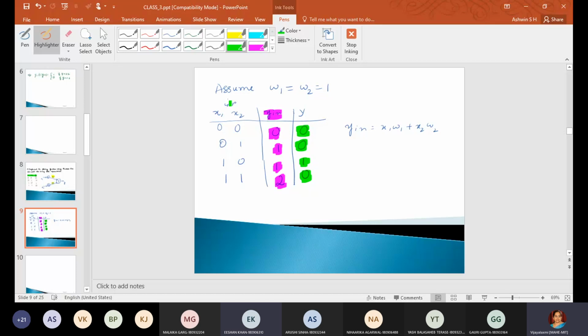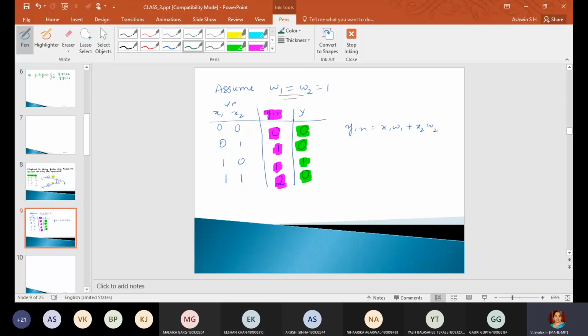What is a threshold? When you select a threshold value, it should activate and you should get the output high. So is it possible? You just compare y in and y with these assumed weights. Is it possible to set a threshold value? No, ma'am. No. Very good.